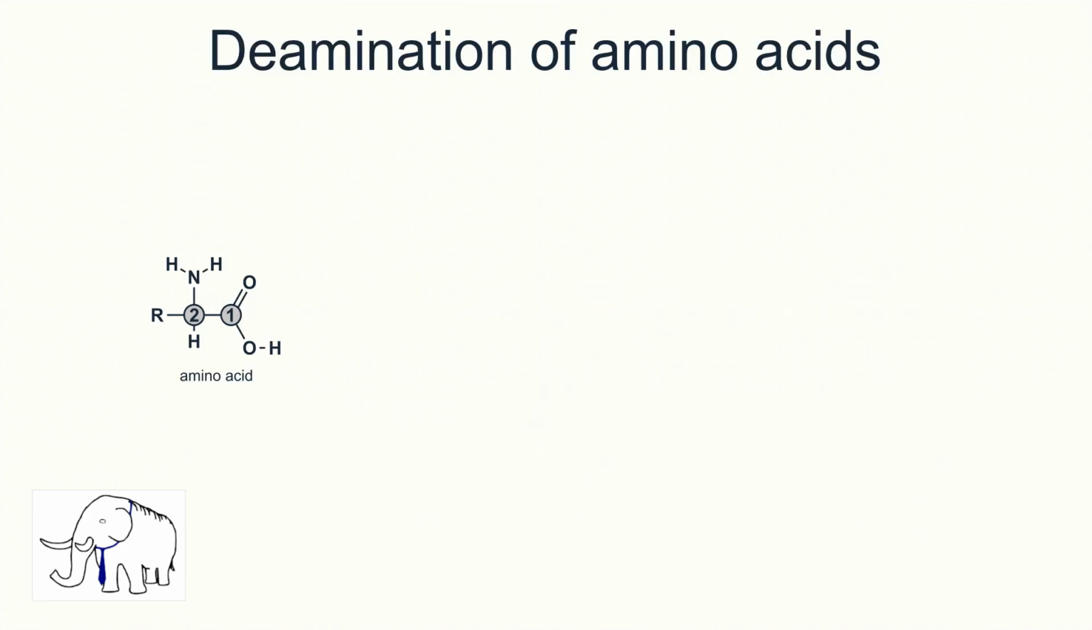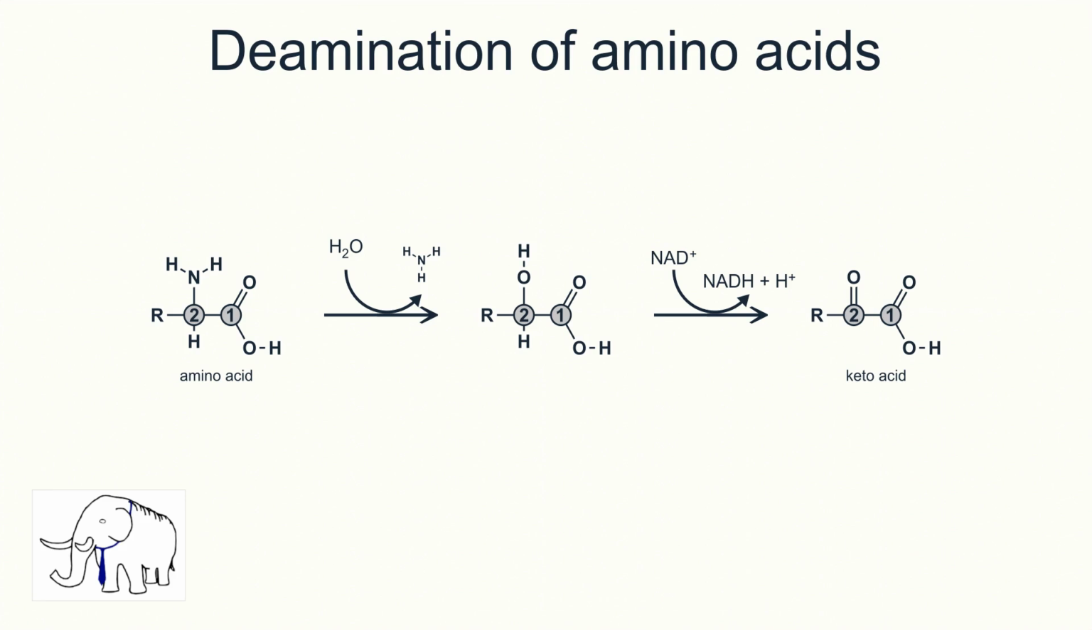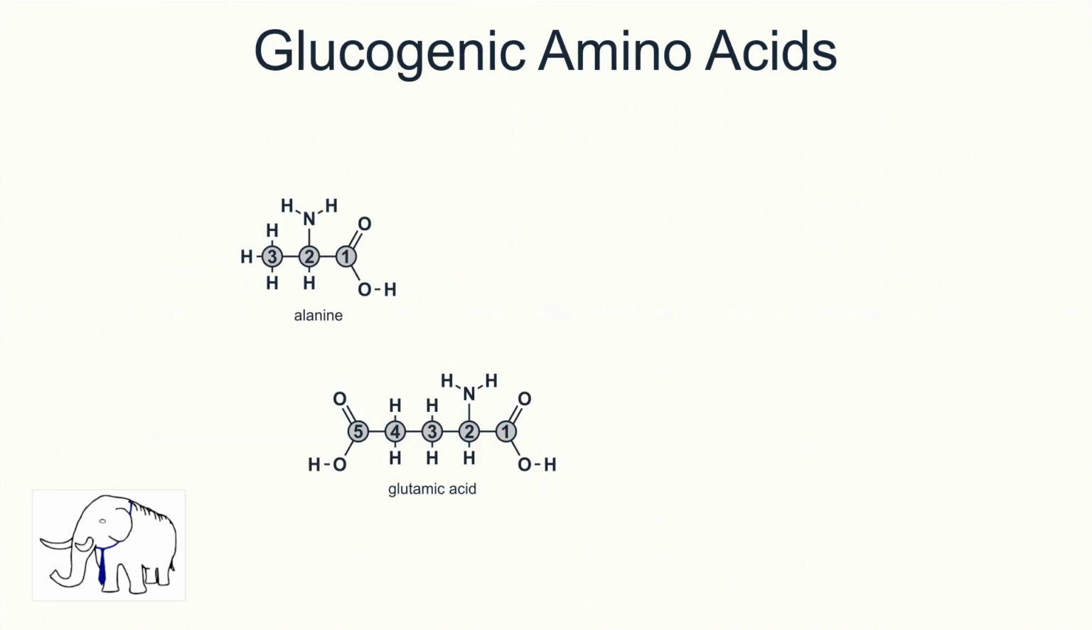Metabolizing amino acids is a bit more complicated because we have so many different amino acids to worry about. The first thing we have to do is get rid of the amino group. For now, let's oversimplify things and just look at the deamination of an amino acid as 2 steps, the first of which hydrolyzes off the amino group, and the second of which oxidizes the number 2 carbon to make it a keto acid.